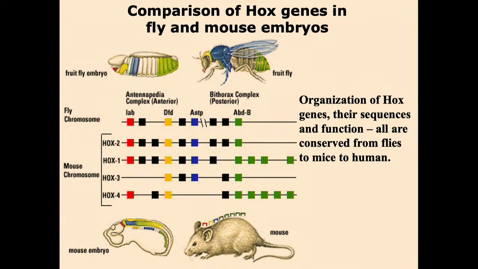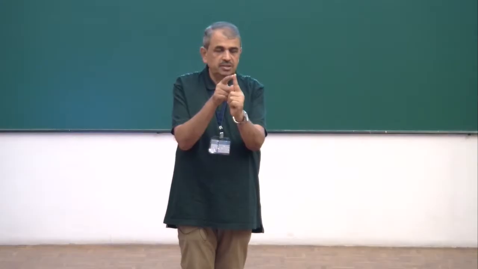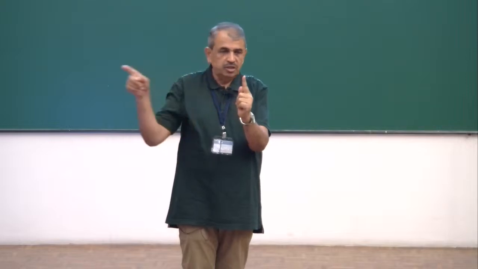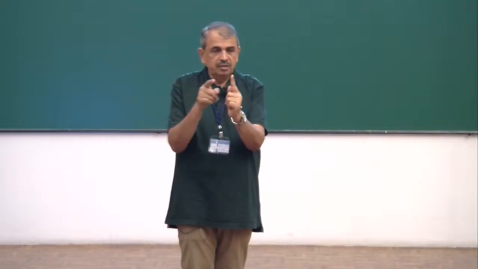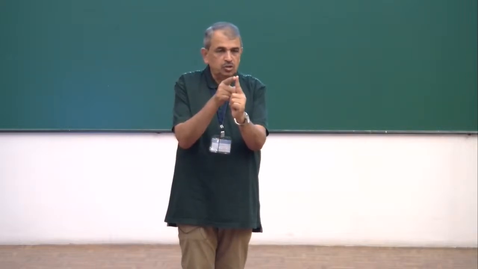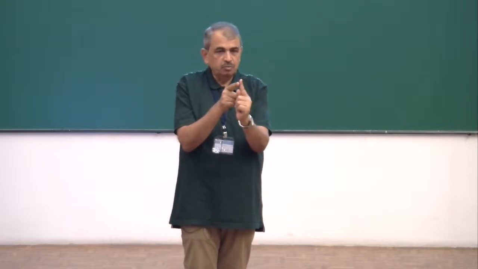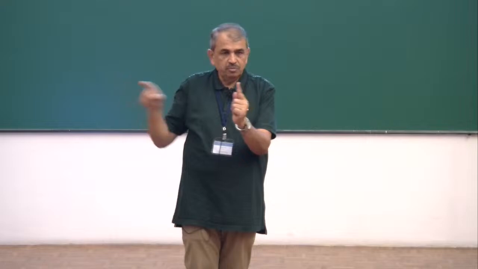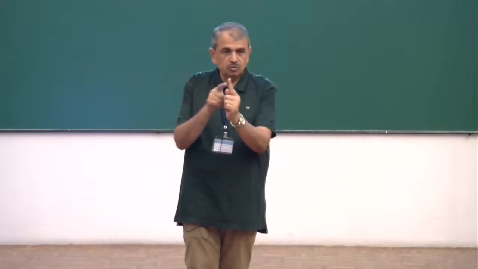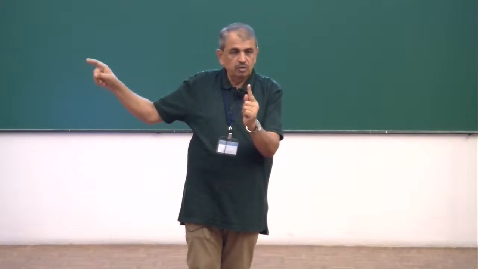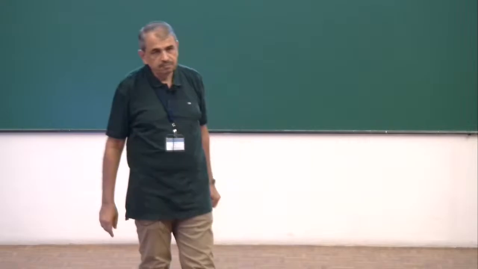So if this is the beginning on one side, and the centromere is here, and Hox protein 1, 2, 3, 4, you can count how many Hoxes there are. The one which is closest to the centromere would be the one functional more anteriorly in the body, and the ones which go away from the centromere towards the distal end of the chromosome are the ones which will be more and more in the posterior part of the body.